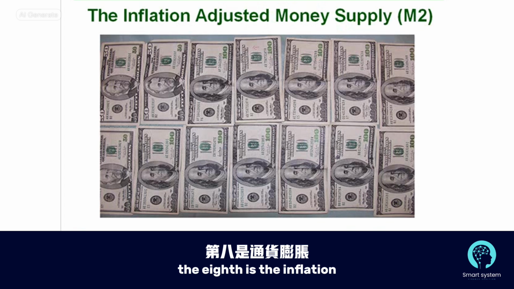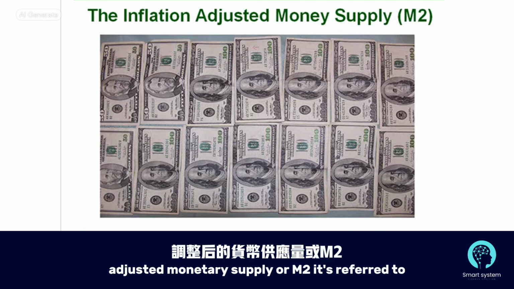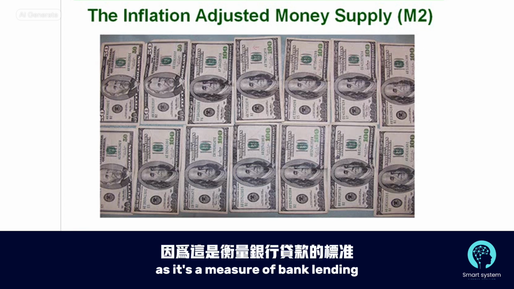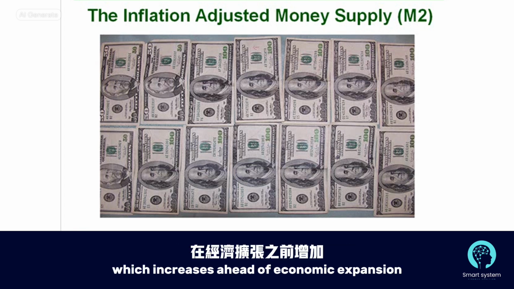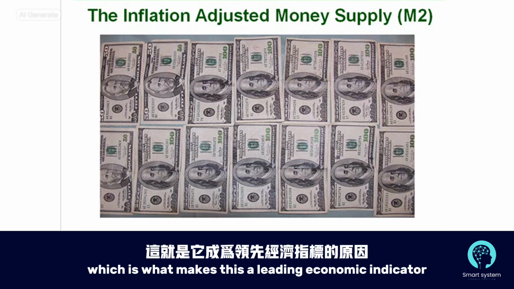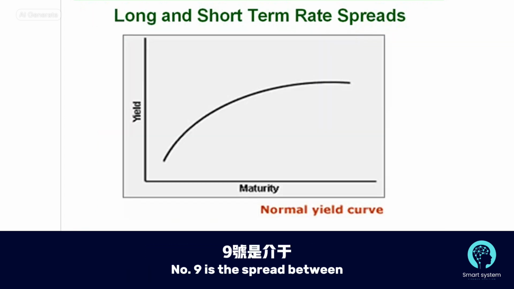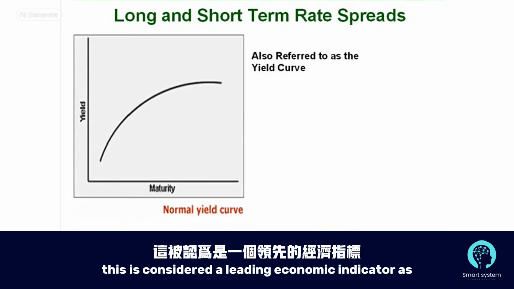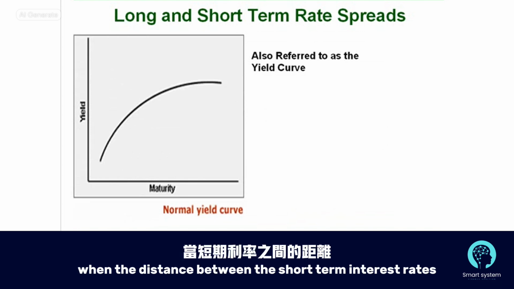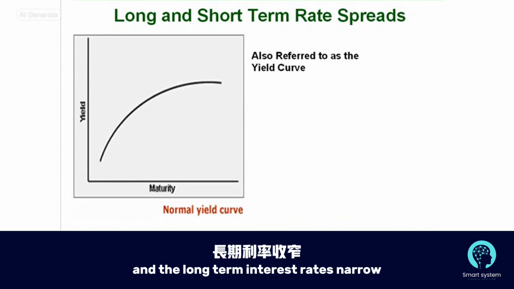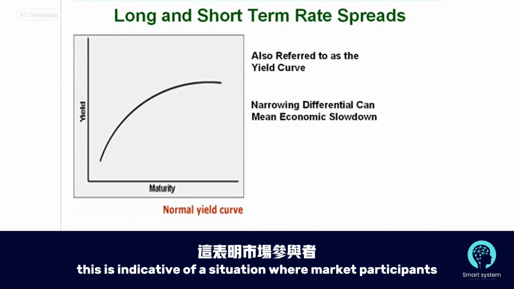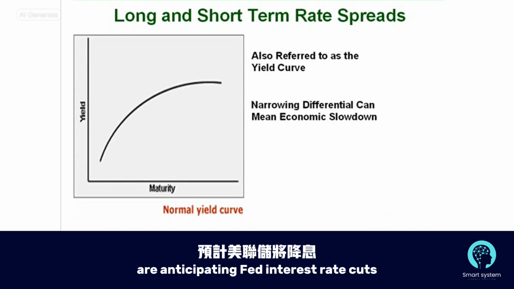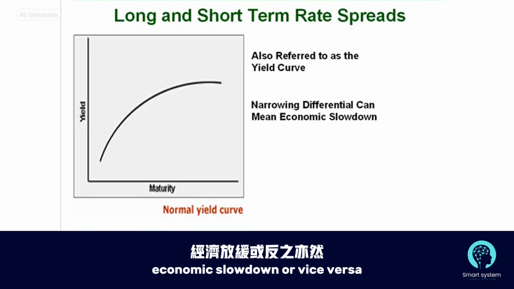The eighth is the inflation adjusted money supply, or M2 as it's referred to. In simple terms, this is watched as it's a measure of bank lending, which increases ahead of economic expansion and decreases ahead of contraction, which is what makes this a leading economic indicator. Number 9 is the spread between long-term and short-term interest rates. As we learned in our lessons on interest rates, normally the shorter the term of the loan, the lower the interest rate one will pay. This is considered a leading economic indicator, as when the distance between the short-term and long-term interest rates narrows, this is indicative of a situation where market participants are anticipating Fed interest rate cuts, which normally come during an economic slowdown, or vice versa.